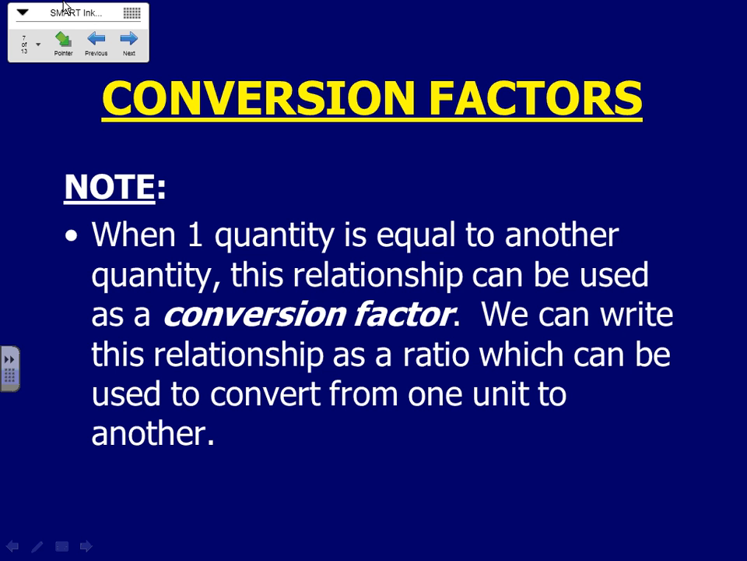So what is a conversion factor? When one quantity is equal to another quantity, this relationship can be turned into a conversion factor. We can write this relationship as a ratio which can be used to convert one unit to another. Not a bad explanation, but this is the type of thing that you learn best by seeing some calculations done. So on the next slide, I'm going to show you two types of numbers that we can deal with. One of them is an inequality, and the other one is what I would call a combined unit. Both of those numbers can be used as what we call a conversion factor. So we're going to deal with one at a time here. Let's bring the slide up here.